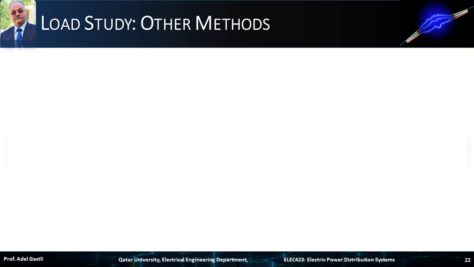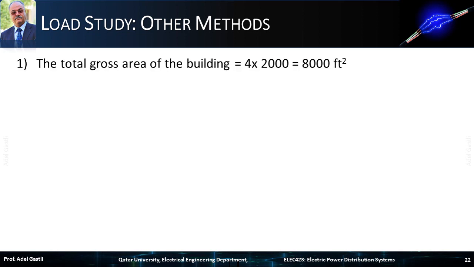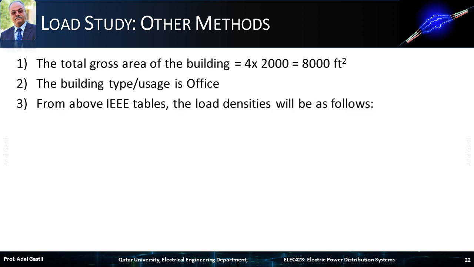Now, let us summarize what we have done. The total gross area of the building is equal to 4 times 2,000 square feet per floor equals 8,000 square feet. The building type and usage is for offices. The different types of load densities, that were determined from the IEEE standard tables, are as follows.